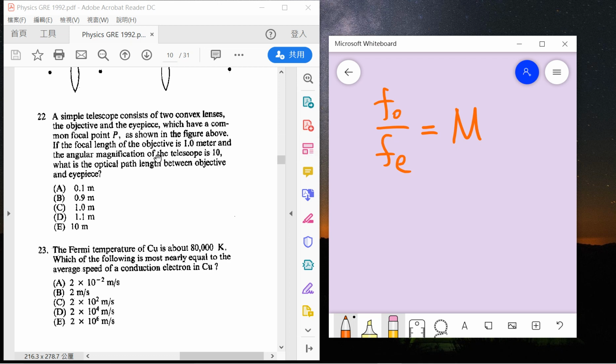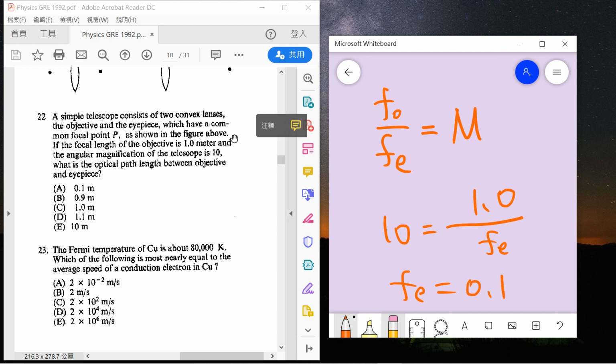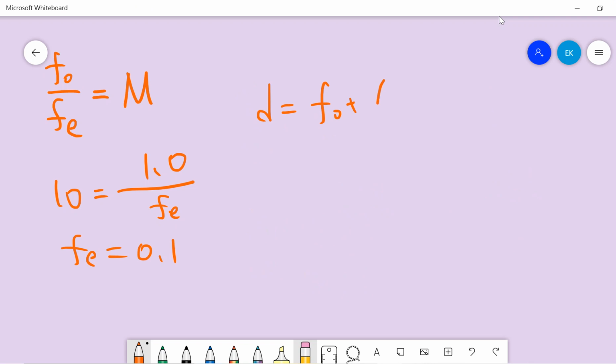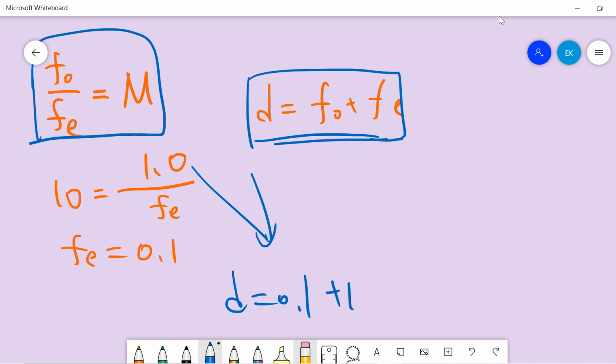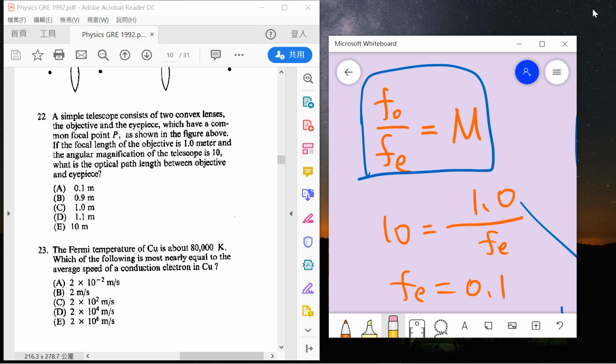So if the focal length of the objective is 1 meter and the angular magnification of the telescope is 10, you can tell that 10 equals 1.0 divided by FE. So FE is 0.1. And then he asks what is the optical path length between the objective and the eyepiece. The answer is just FO plus FE. These two formulas you need to remember. So the distance is 0.1 plus 1, which is 1.1. So the answer is D.